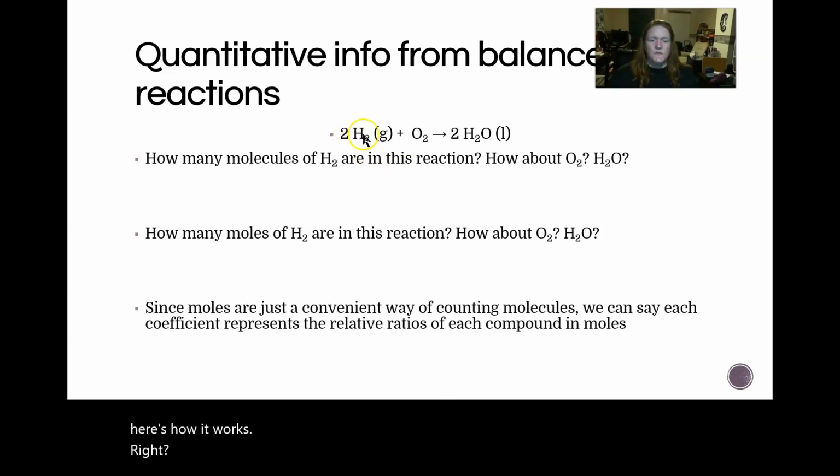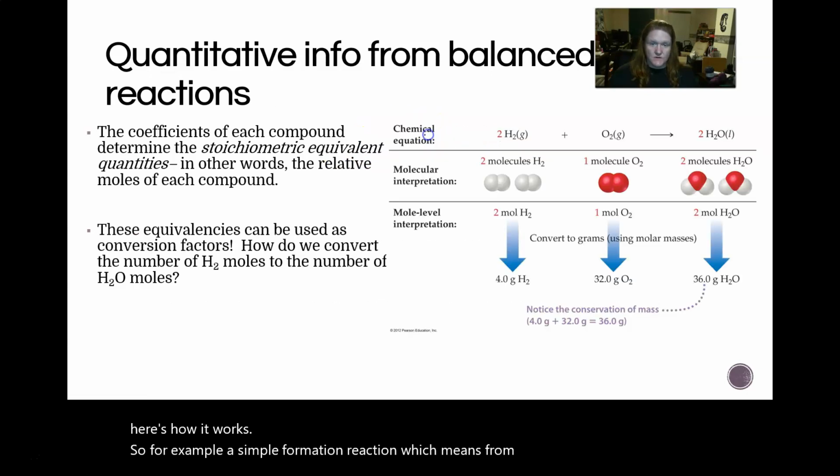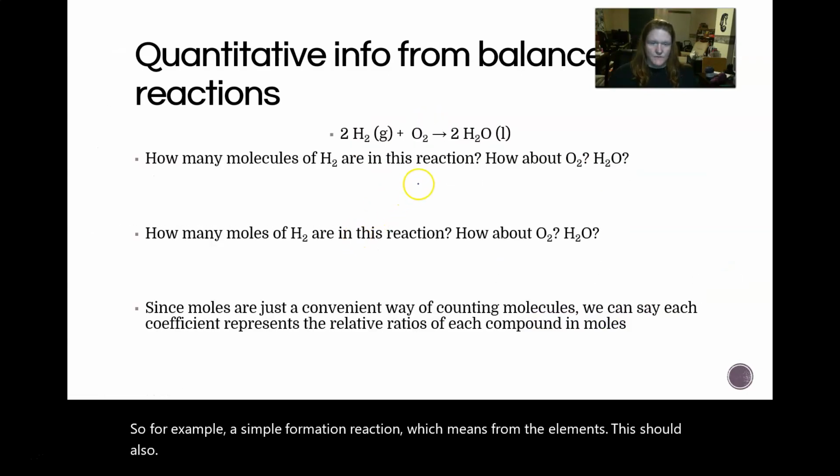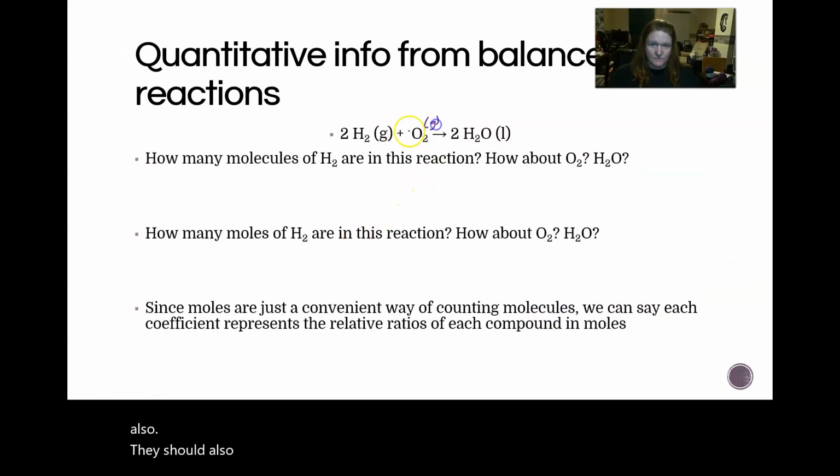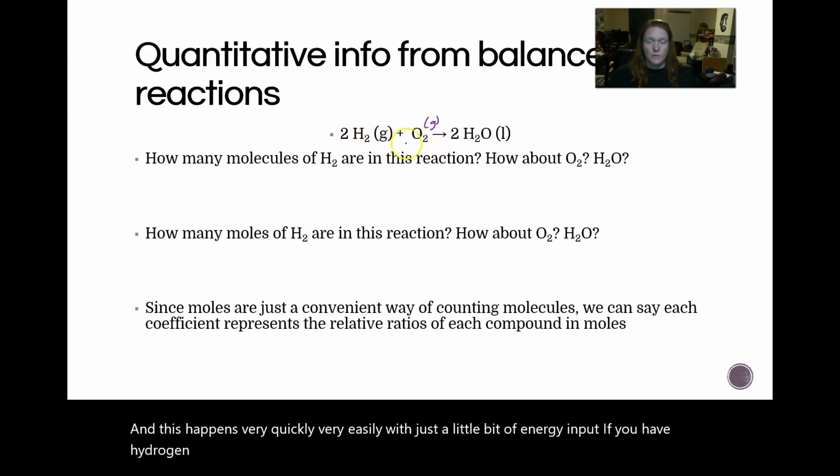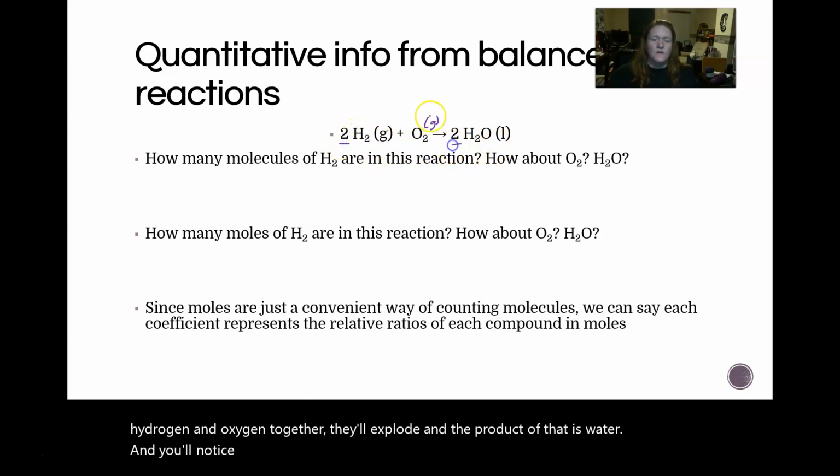So for example, a simple formation reaction, which means from the elements. Oh, this should also say gas here. And this happens very quickly, very easily with just a little bit of energy input. If you have hydrogen and oxygen together, they'll explode, and the product of that is water. And you'll notice these numbers in the front. These are called coefficients. So I'm gonna just make squares out of them.